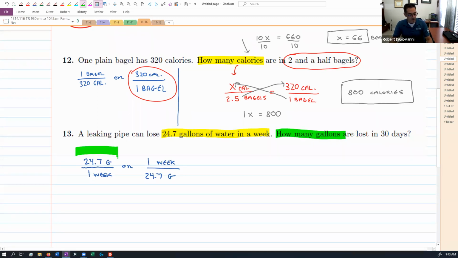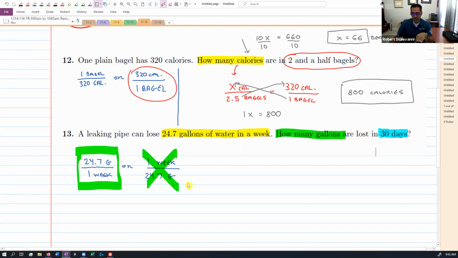So that already tells us we're going to use the first one. We don't need this one. But it says how many gallons are lost in 30 days. So we have a problem here because our ratio has gallons and weeks together, and we want to know how much is lost in 30 days, not 30 weeks, which means we need to do one of 2 things. We need to either convert days over to weeks, or convert weeks over to days.